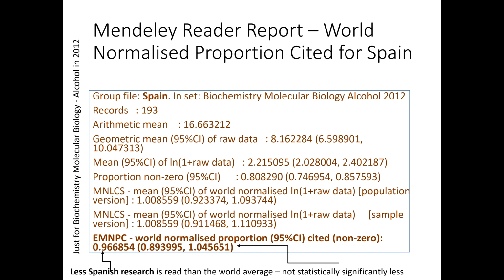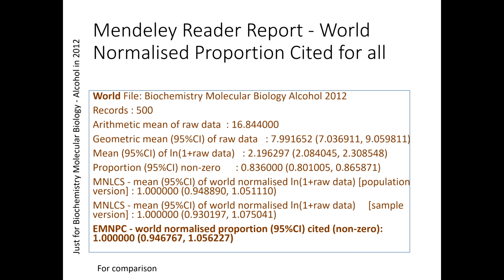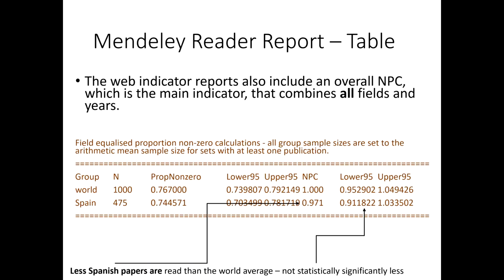And we can do the same for EMNPC. We can see that the Spanish EMNPC for Mendeley readers is below the world average, but not statistically significantly below, for this one set, the Biochemistry Molecular Biology 2012. And same for the world. And we can see the overall score for Spain, the EMNPC, is below 1, so below the world average, but the confidence interval includes 1. So fewer Spanish papers are read than the world average, but not statistically significantly fewer.